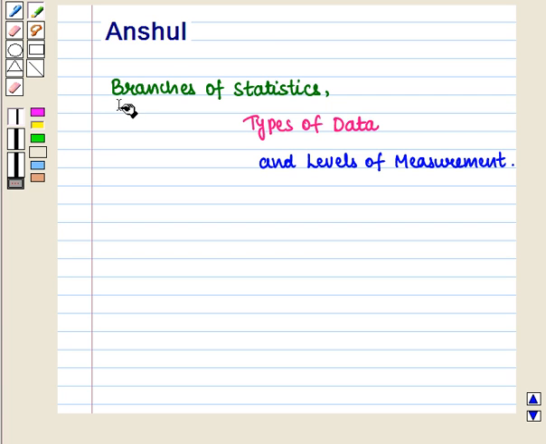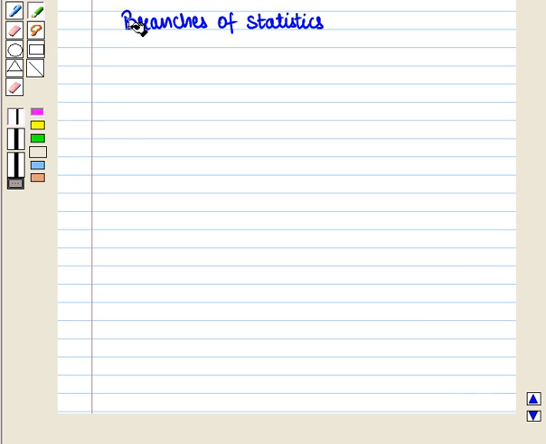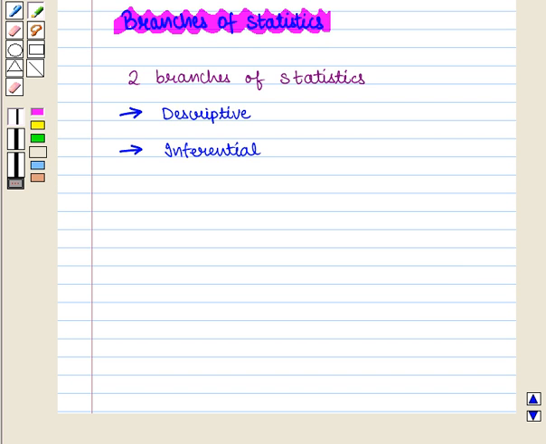In this session, we will discuss branches of statistics, types of data, and levels of measurement. First of all, we will discuss branches of statistics. There are two branches of statistics, and these are descriptive and inferential.